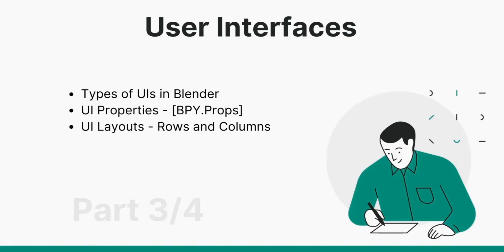After that, we will take a look at two important concepts, UI properties and UI layouts. UI properties is the one that is going to help us in defining what type of content we are going to show in the UI. And the UI layout is going to help us in defining how the UI should be structured. So we are going to use the first one for defining what type of data we are going to show in the UI. And the second one is for how we are going to show that data in the UI.